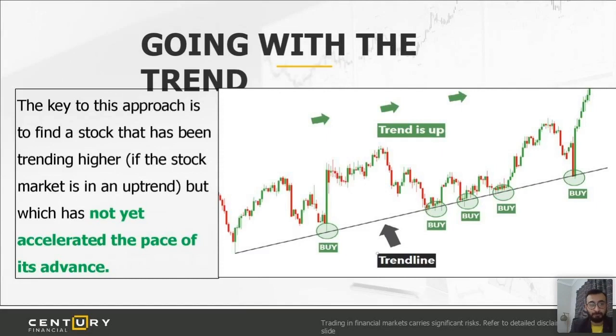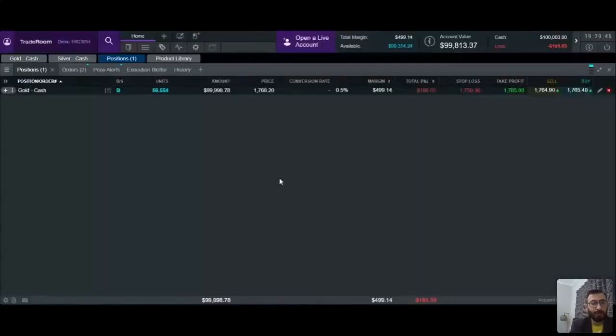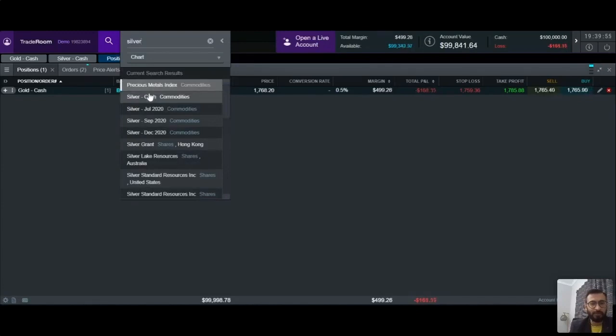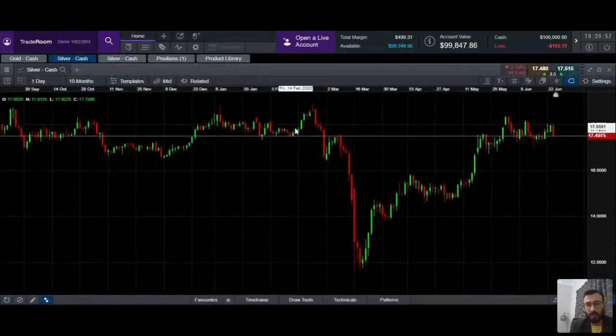So I'm going back to the platform. Please look at this. Okay, so I did the transaction in gold. Now let's take a much shorter duration. Let's take silver, for example. We already have gold. Now this is the silver chart, but right now each of these candles represents day on day movement. So this is slightly longer term than what we were talking about. We are looking at a shorter frame chart, right?